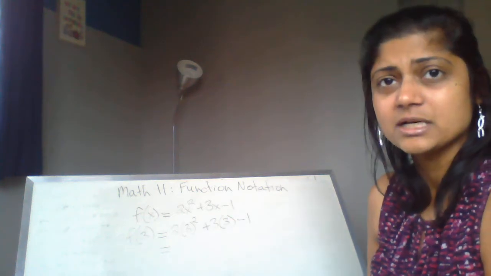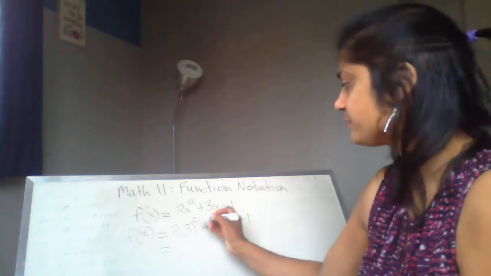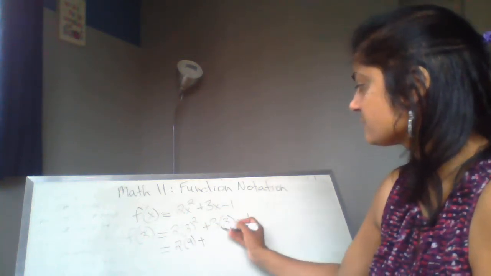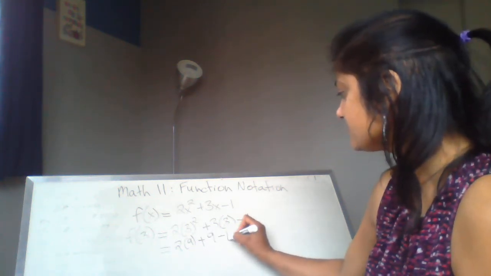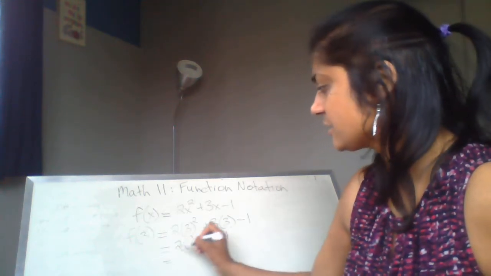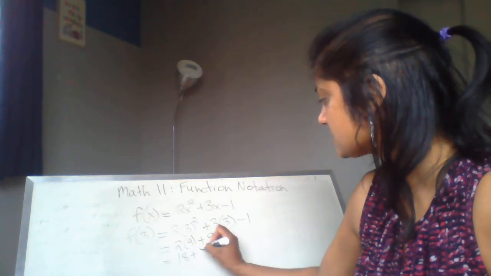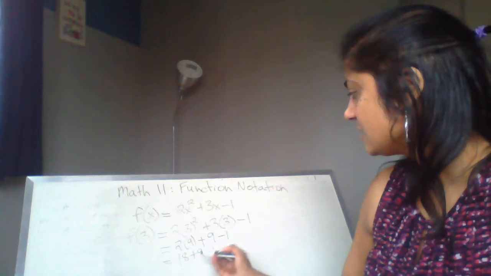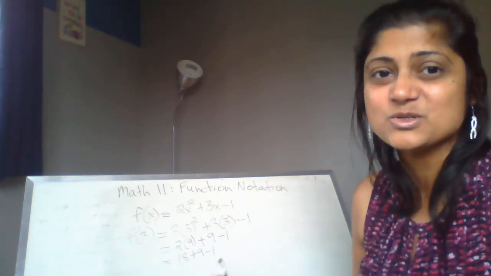Make sure you're doing the exponents first. So I'm doing 3 squared, which is 9. I'm going to do one more step here, so it's going to be 2 times 9. 3 times 3 here is also equal to 9, minus 1. If you want, you can put this in your calculator. I'm going to write out a step here. So this is 18 plus 9 minus 1. 18 plus 9 is 27, minus 1, which is equal to 26.